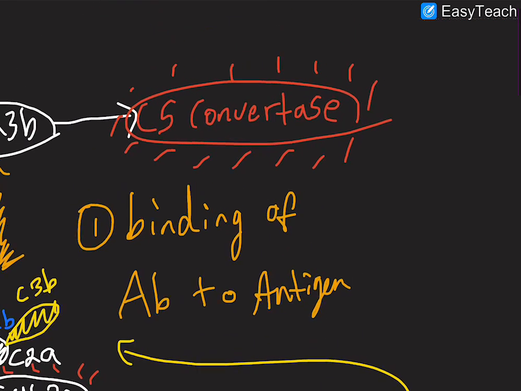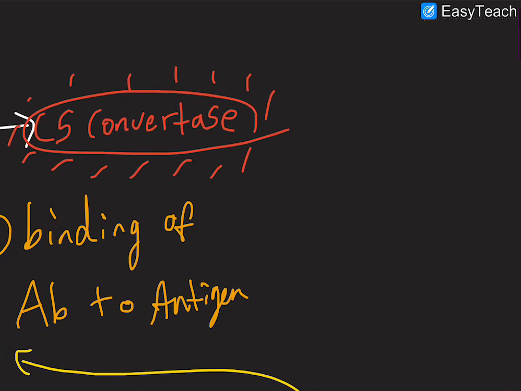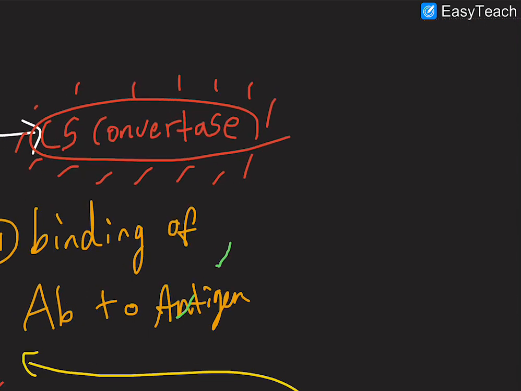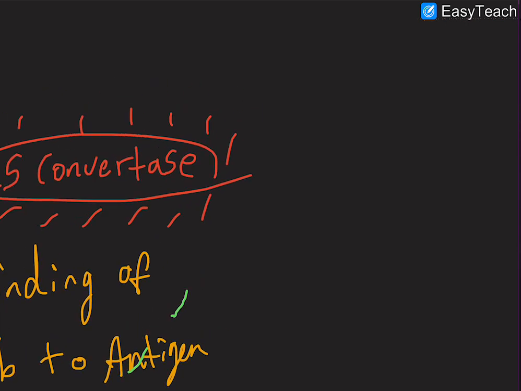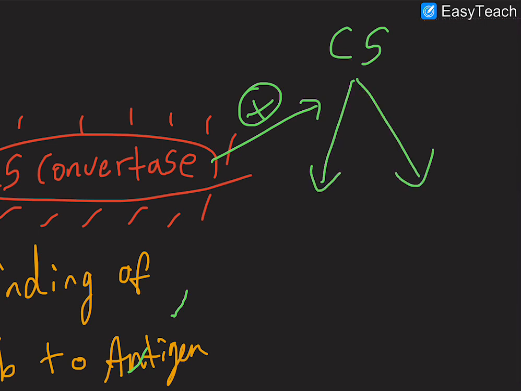So now we have C5 convertase. What will C5 convertase do? C5 convertase, which is also called C4b2a3b, will activate and cleave C5, hence the name C5 convertase. So let's write that. This will take C5 and cleave it into two different molecules, C5a and C5b.